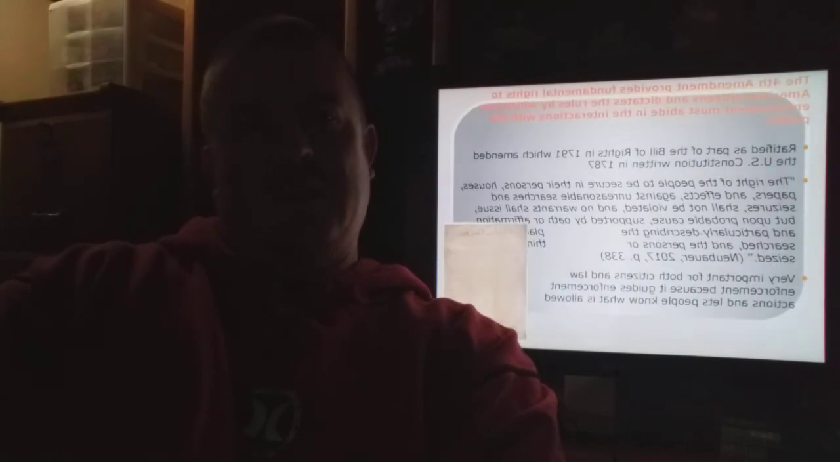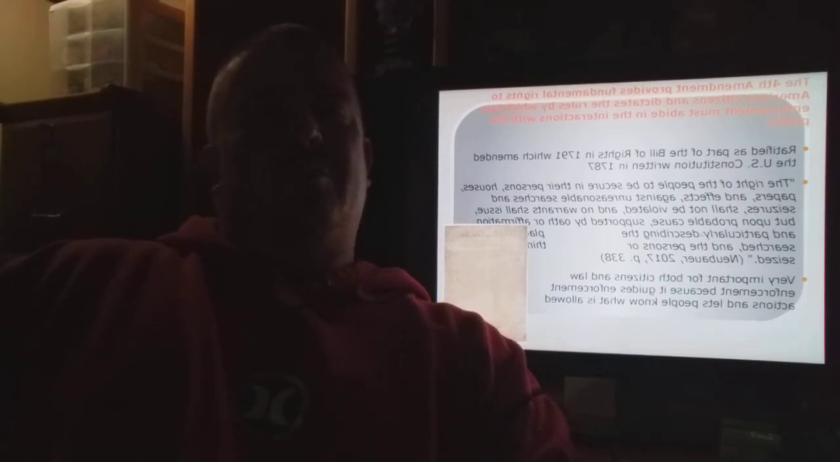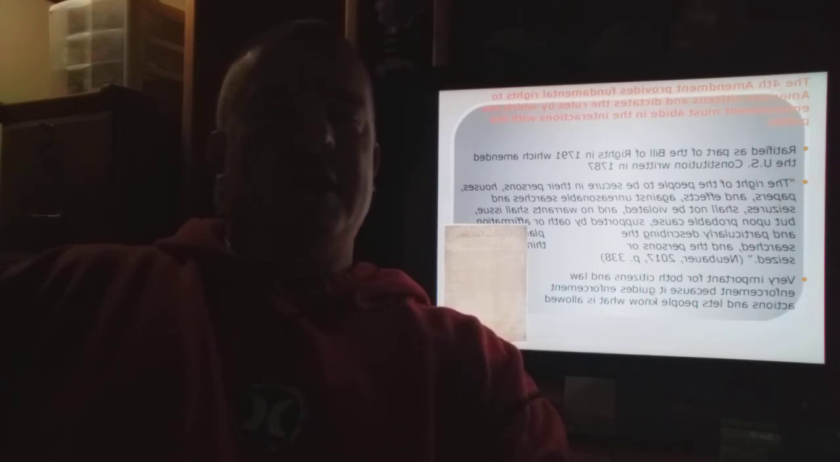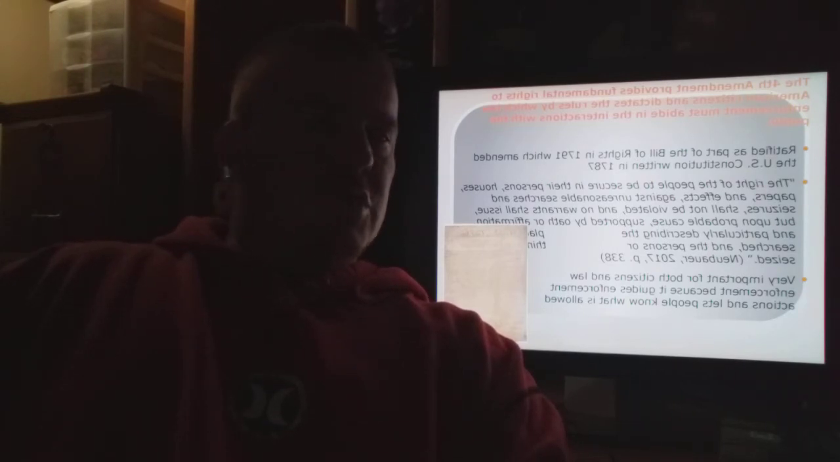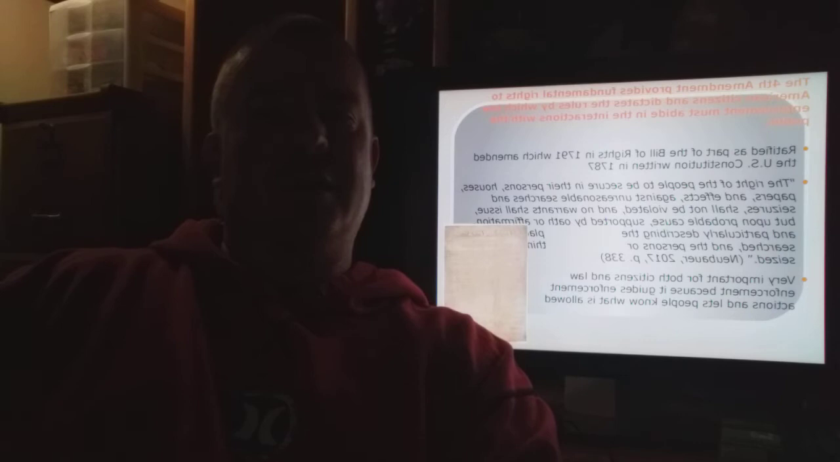Now we're going to go into the Fourth Amendment. I'm going to give you a brief history and an overview of the Fourth Amendment. Basically, the Fourth Amendment provides fundamental rights to American citizens and dictates the rules by which law enforcement must abide in their interactions with the public. The Fourth Amendment, of course, was ratified as part of the Bill of Rights in 1791 and provided additional information to and amended the Constitution, which was written in 1787.